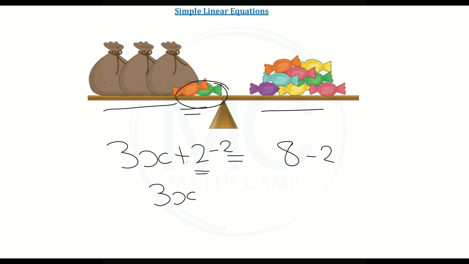And 2 minus 2 is 0. So these values cancel. Then we have our equal sign. 8 minus 2 is 6.